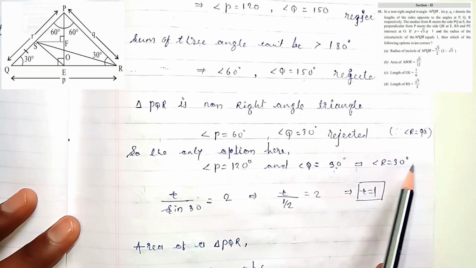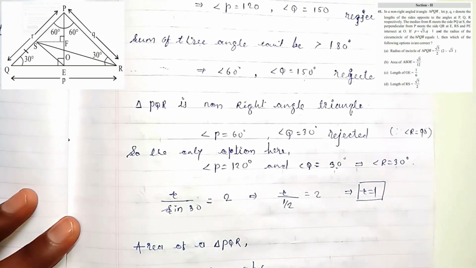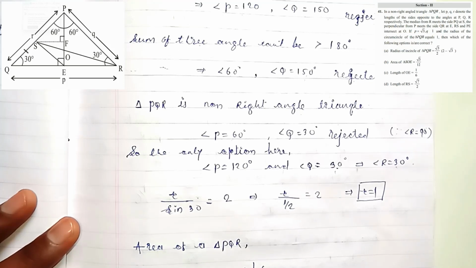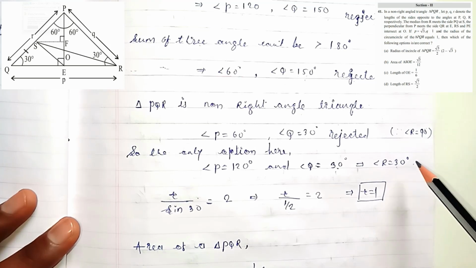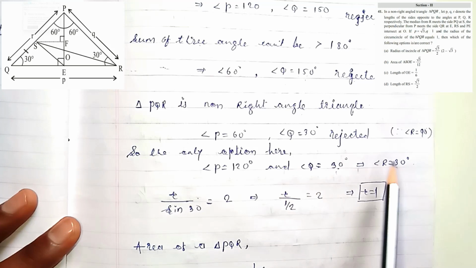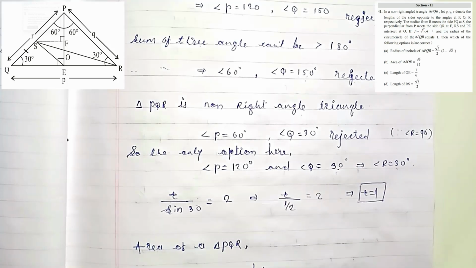Similarly, angle R gives us 30 degrees, because angle P plus angle Q plus angle R equals 180 degrees. Angle P is 120 and angle Q is 30, so angle R is 30 degrees. Now I got all three angles: angle P 120 degrees, angle Q 30 degrees, angle R 30 degrees, which I represent in our figure.